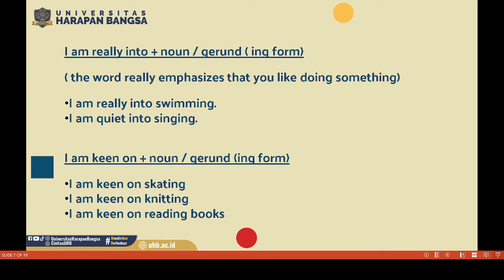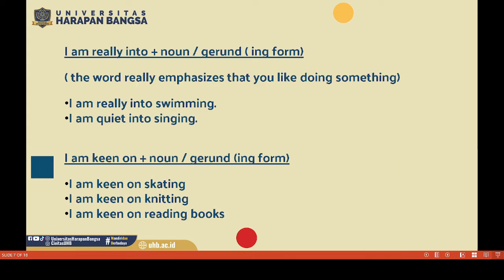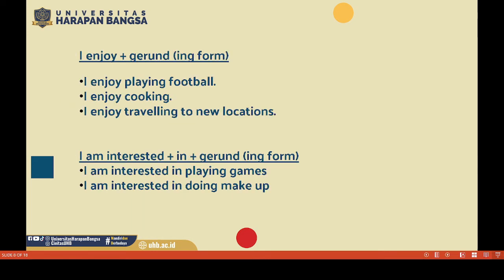Alright, so now let's count how many expressions we have learned so far. First, we have I like or love plus noun or gerund. And then number 2, we have I spend a lot of time plus gerund. And then I am really into plus noun or gerund. And then I am keen on plus noun or gerund. So we have 4 expressions already.